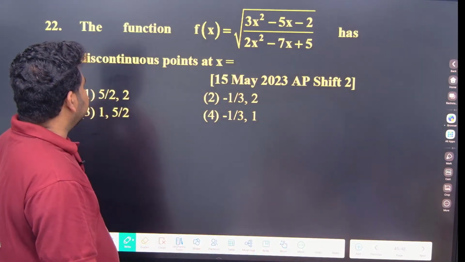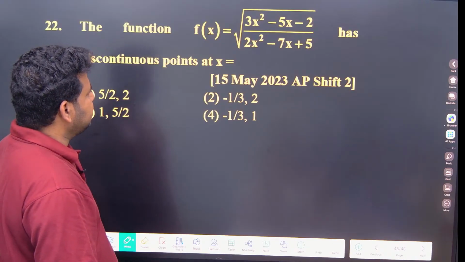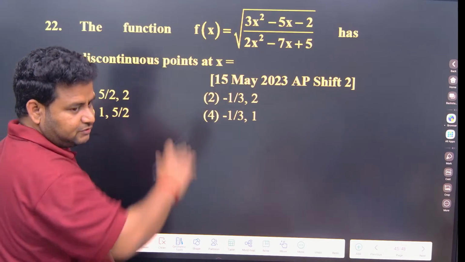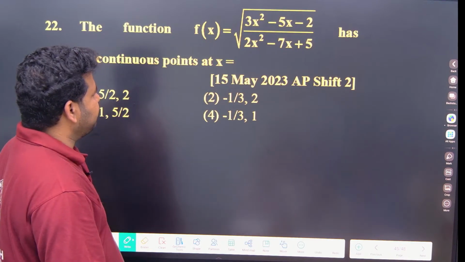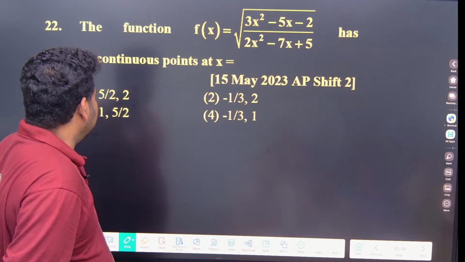So they are telling the function f of x is equal to 3x square minus 5x minus 2, by 2x square minus square root of (2x square minus 7x plus 5), has discontinuous points at what? As discontinuous points at what points?